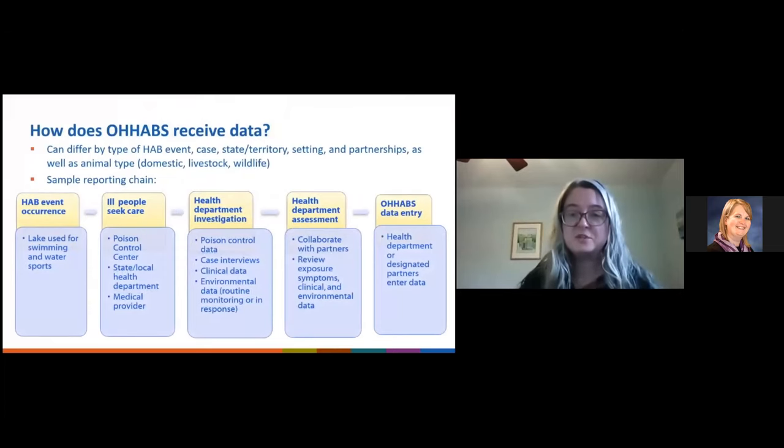In the example shown here, people who become ill after a trip to the lake contact their poison control center, their health department, or a medical provider. Any cases reported directly or indirectly to the health department are interviewed, and the health department works with partners such as state agencies to collect and review other supporting evidence before entering data into OHABS.